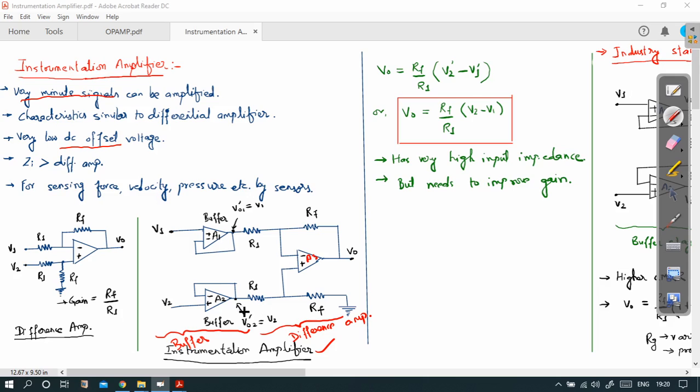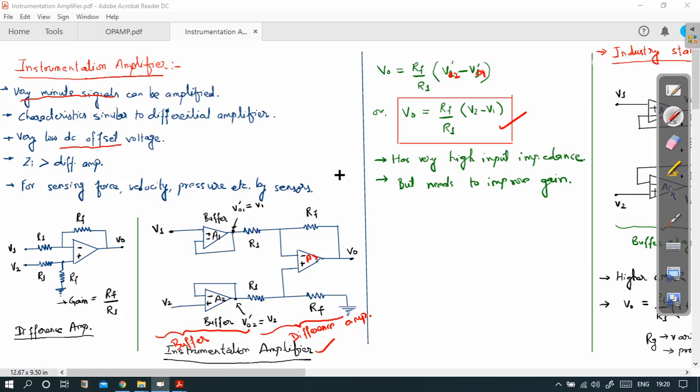The non-inverting signal is VO2 dash and the inverting signal is VO1 dash. So it's basically VO2 dash minus VO1 dash. This should actually be VO2, so there is a small mistake here, take care of this, and this should be VO1. Since VO2 dash is equal to V2 and VO1 dash is equal to V1, we can write that VO is equal to RF by R1 into V2 minus V1. So it's pretty much similar to the difference amplifier.